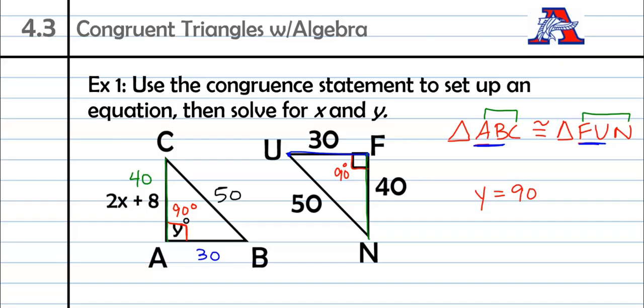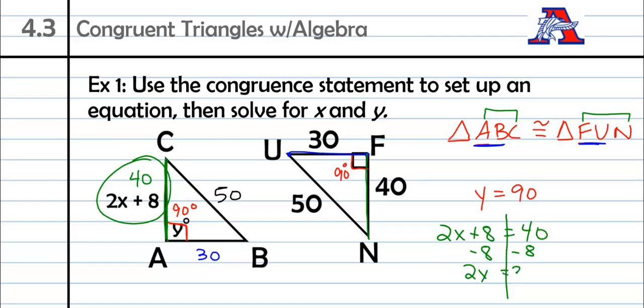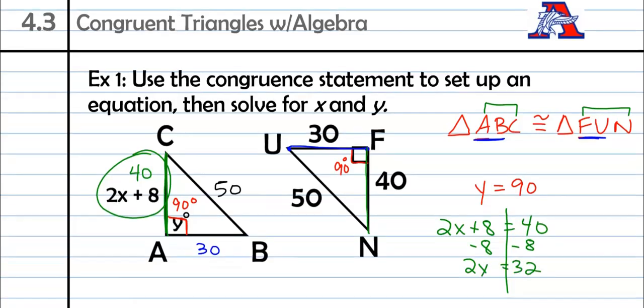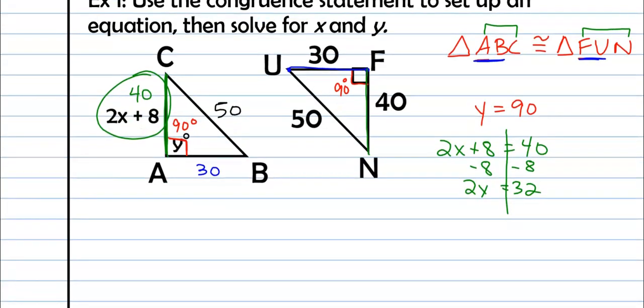Okay. So now we have lots of information. Really all we need to do right now is solve for x. So we really just need to use this information here. Okay. So this side that I made green, side AC, is 2x plus 8. It's also equal to 40. So all we have to do there is say 2x plus 8 is equal to 40 and solve the equation. So I'm going to start by subtracting 8 from both sides. 2x equals 32. Divide by 2. And x is equal to 16. So there's our two answers. X is 16 and y is 90.